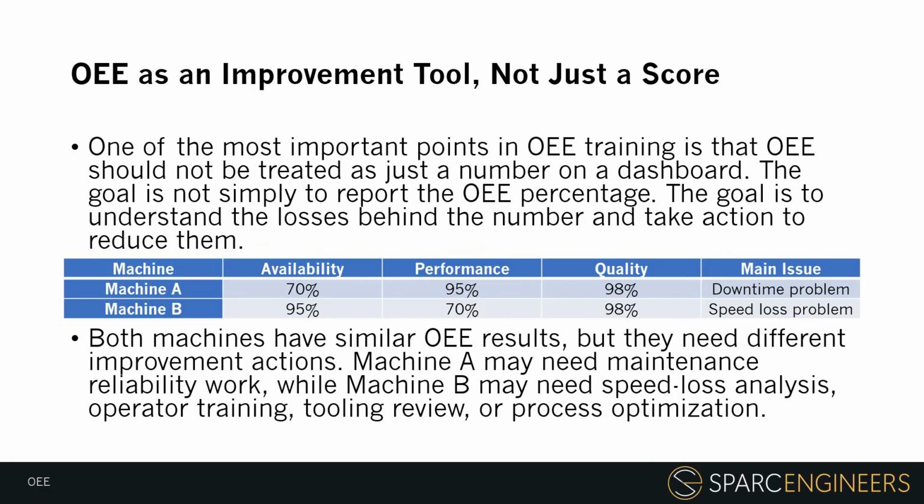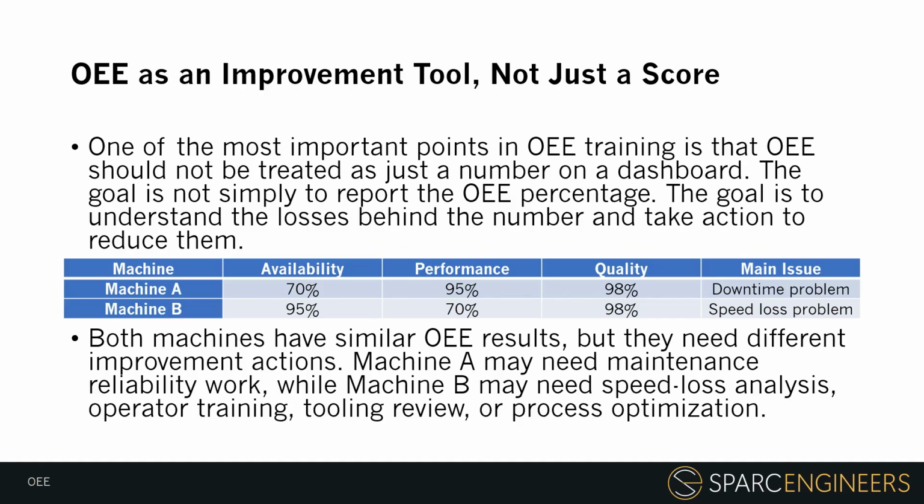For example, this slide shows two machines with similar overall results, but very different issues. Machine A has availability of 70%, performance of 95%, quality of 98%. Machine B has availability of 95%, performance of 70%, quality of 98%. At a high level, both machines may appear to have a similar OEE problem, but when we break the number down, we can see that the causes are very different.